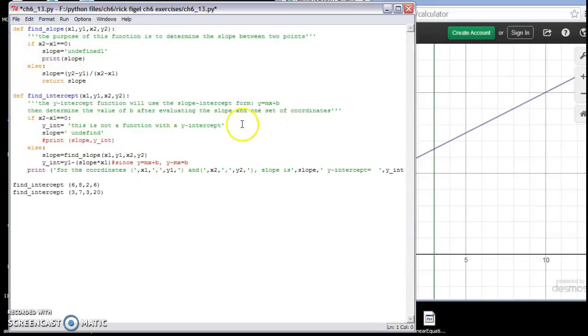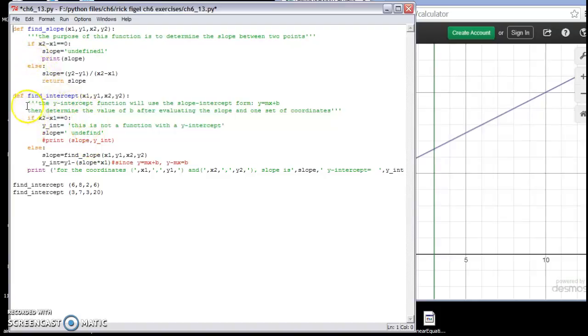Hi, the purpose of this function, this is chapter 6, number 13, is to find the y-intercept. It's supposed to use a helper function called the find slope function. So here's how it works. Given two sets of coordinates, that's one set of coordinates, x1, y1, and 2, 6 is the x2, y2, the other set of coordinates. We're supposed to find the slope first and then use that to find the y-intercept.